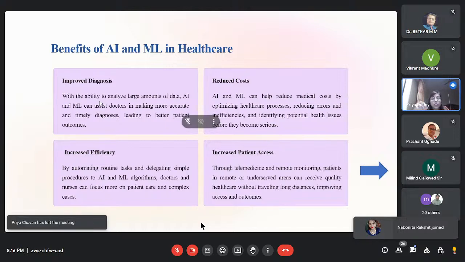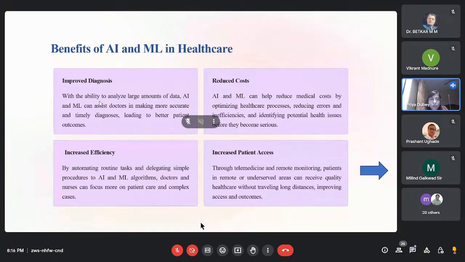Next is increased patient access, because through telemedicine and remote monitoring, patients in remote areas can also get access to doctors and treatments without traveling long distances, improving the access and the outcomes.